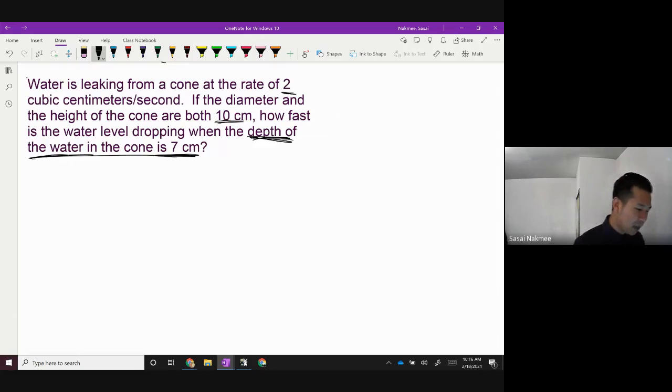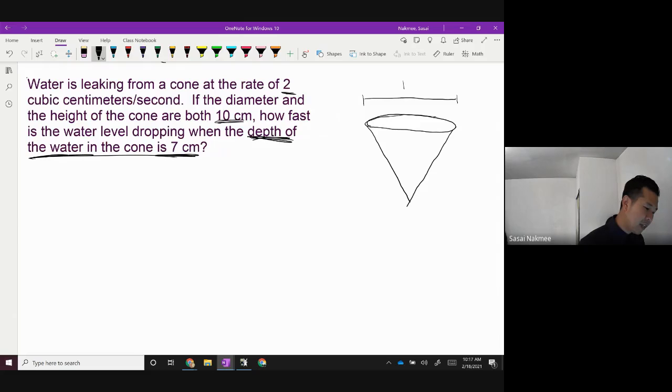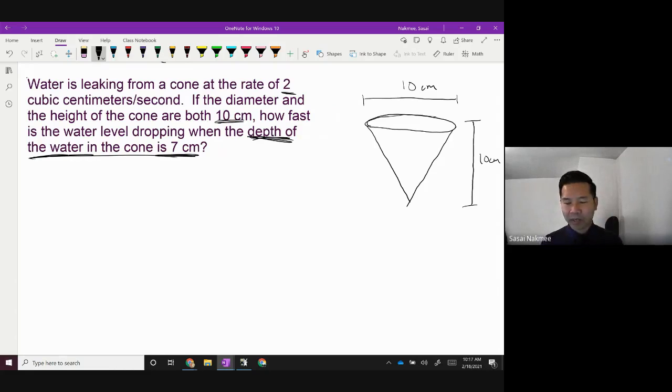Let me just draw my cone out first. So my cone is going to look something like this, right? You guys have seen a cone before, right? And it kind of goes down to a tip, like so. There's my cone, right? And they tell me that the diameter of this cone is 10 centimeters, right? And they tell me the height of the cone is also 10 centimeters, right? And we're assuming that's a right angle cone. Like this center right here goes straight. It doesn't slant or anything, right?